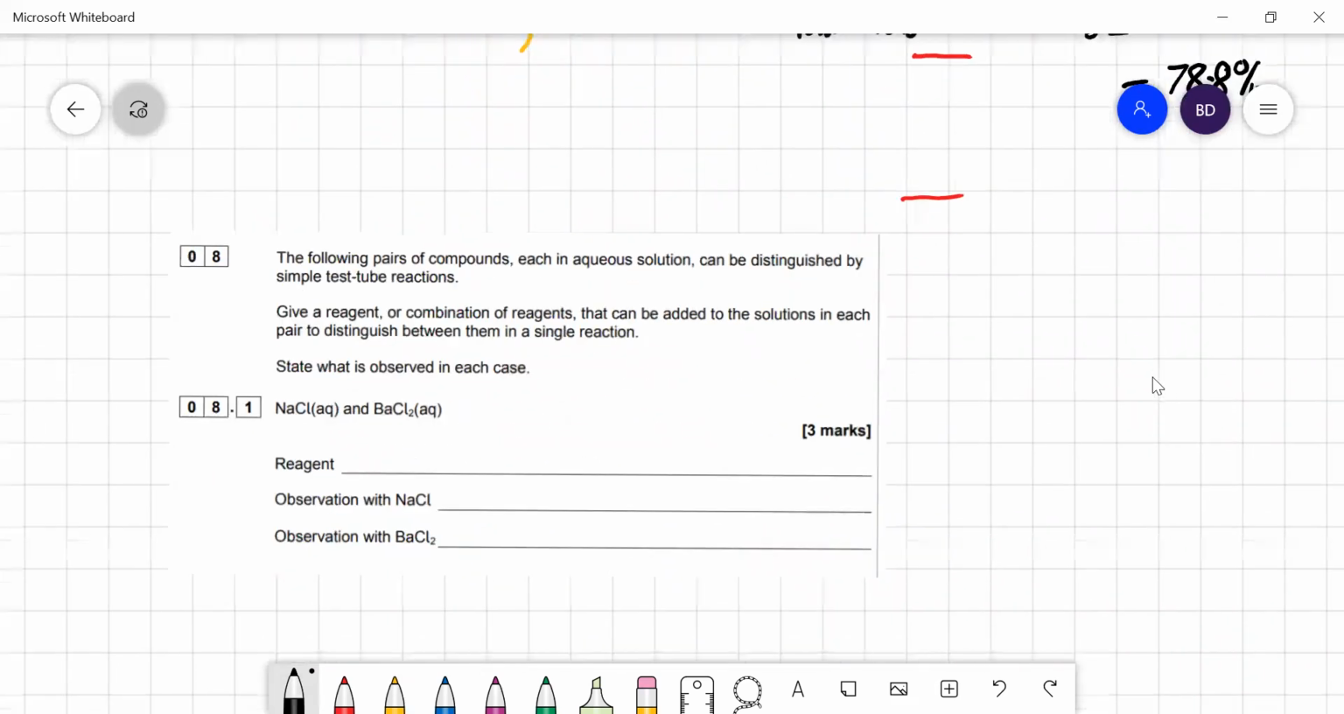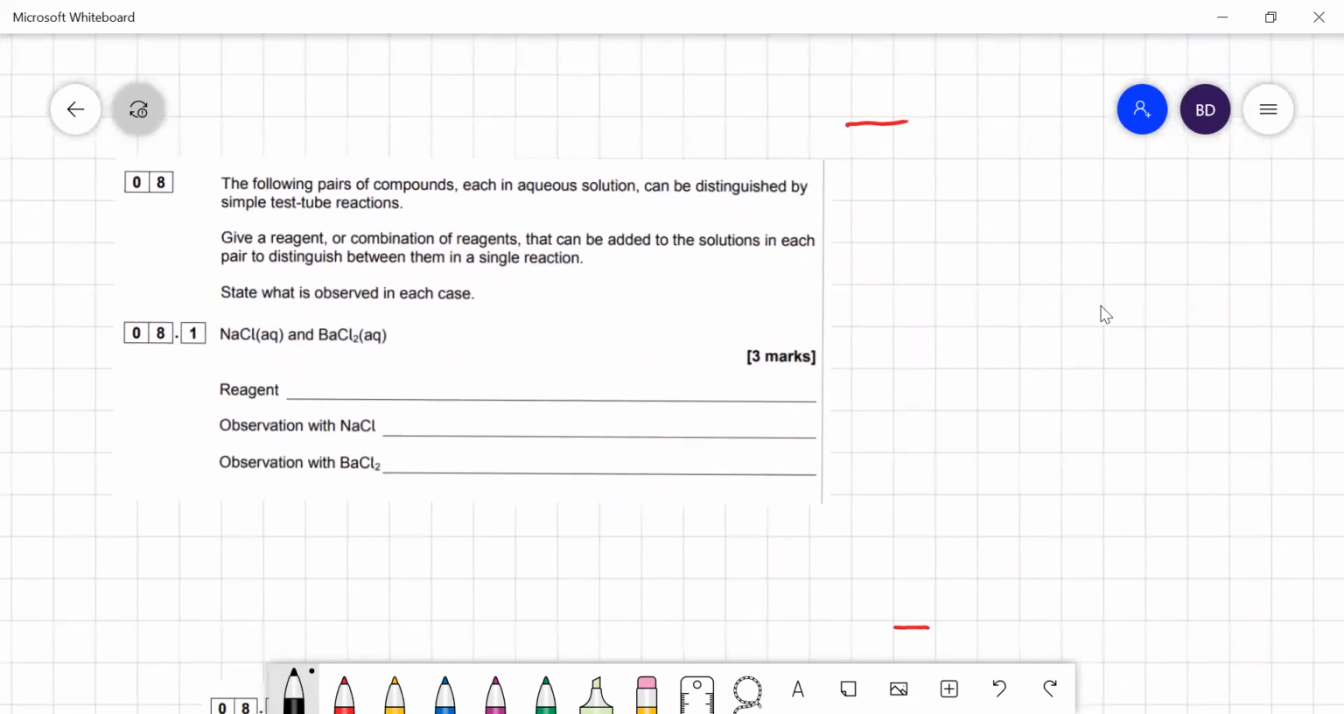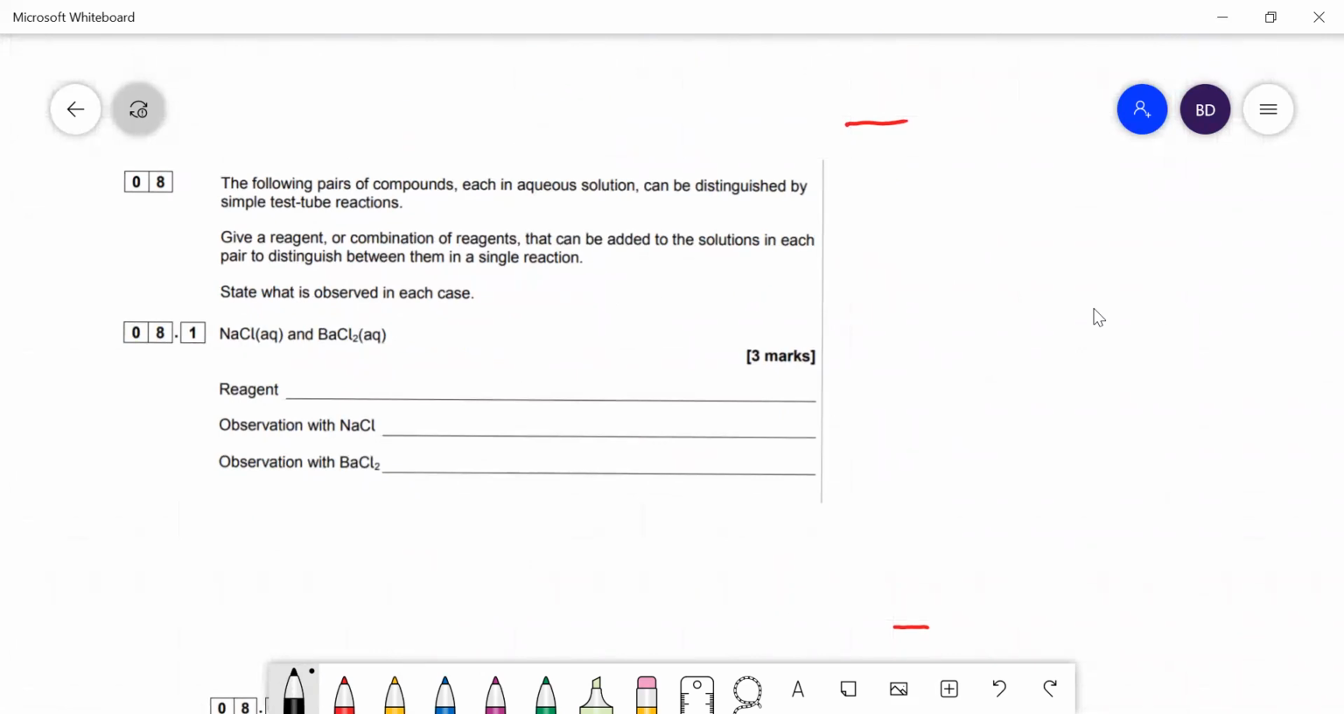Right, now distinguishing the following pairs of compounds in aqueous solution can be done by a simple test tube reaction. So we've got to remember the trends in solubility. As we go down the group, magnesium, calcium, strontium, barium, the sulfates become less soluble. Barium sulfate is very insoluble.